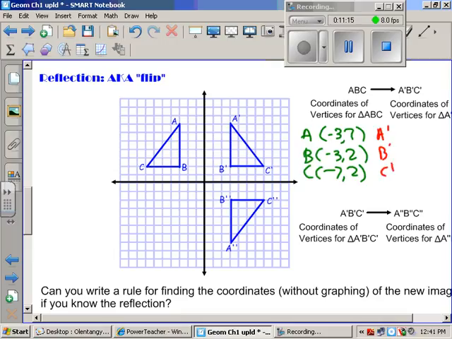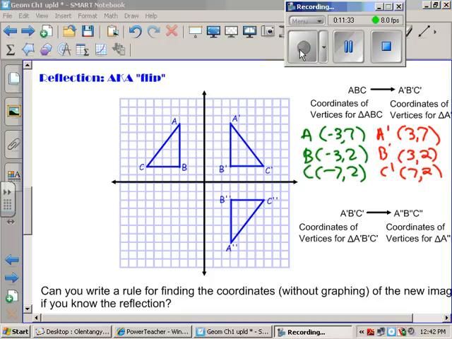1, 2, 3, 7, 3, 2, and 7, 2. Okay? What's happening there? Think about it mathematically. Take a second. Okay? So the x's went from a negative to a positive, and the way you change the sign of anything is you multiply by negative 1.